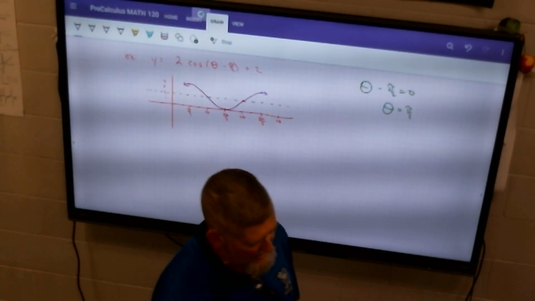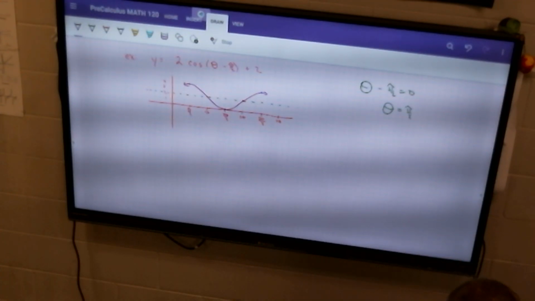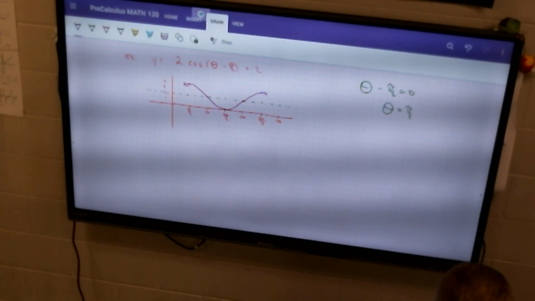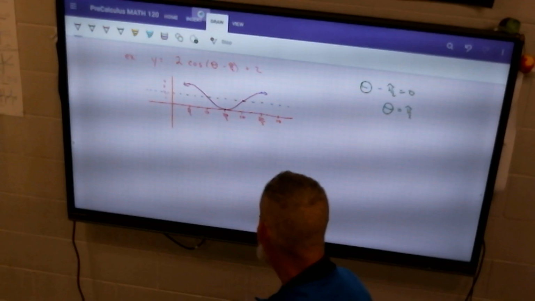Savannah, that was kind of an easier one, right? Why was it easy? What's the one thing we didn't do to it? We didn't do a reflection. Okay, there's two things. What else did we not do to it? We didn't compress it, we didn't stretch it, and we didn't do any phase shift to it. And that makes it much easier, because we know it's just going to be every pi over 2. These are our key points.